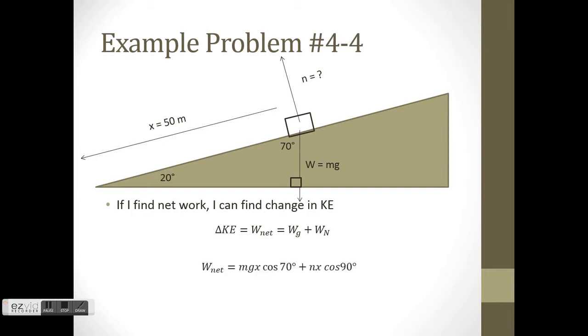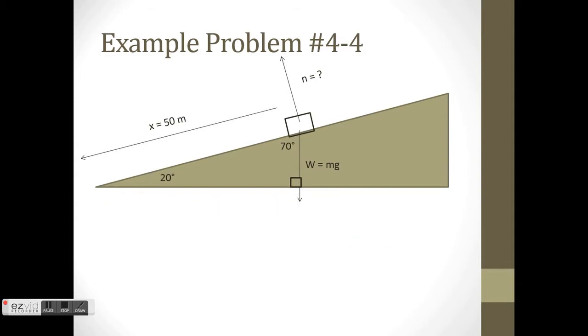So if I plug in the pieces of information I know, Wg is going to be the weight, mg, times x, distance, times the cosine of the angle between them, 70 degrees. For the normal force, it's going to be whatever the normal force is, times x, times the cosine of 90 degrees. Now I could work this out and figure out what the normal force is. It's something I could figure out in this problem. But ultimately, since the cosine of 90 degrees is 0, the normal force does no work.